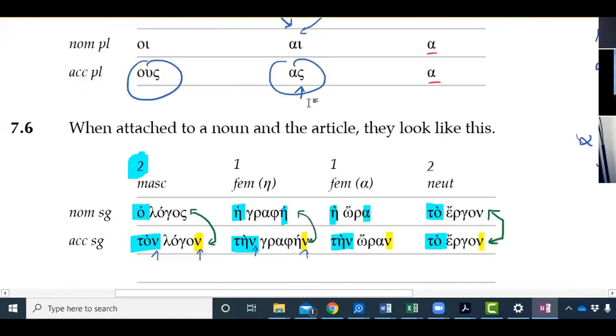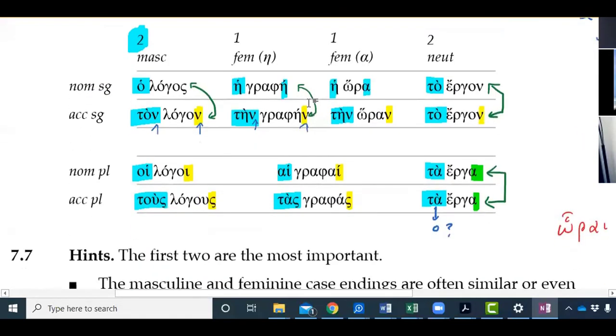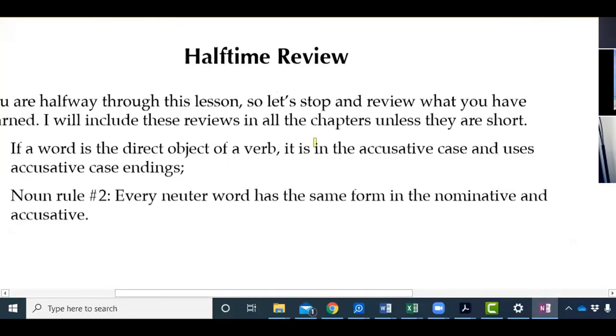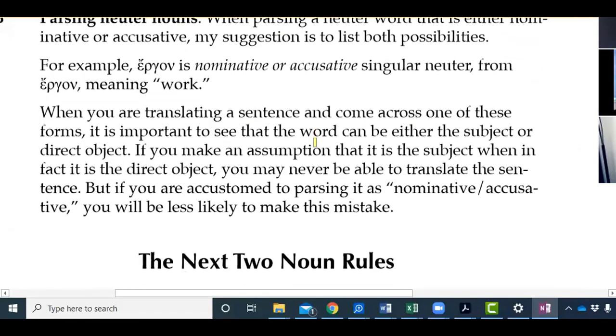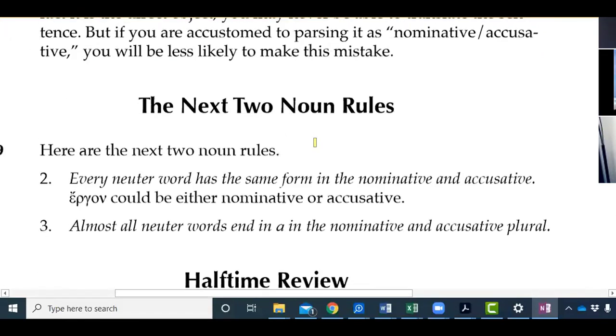To go back to this, these two are the ones that he means are the same as each other, right? These two are the same as each other. But the top one is not the same as the fourth one down here, right? So we all get that? Okay, good. And then the third noun rule: almost all neuter words end in an alpha in the nominative and accusative plural.